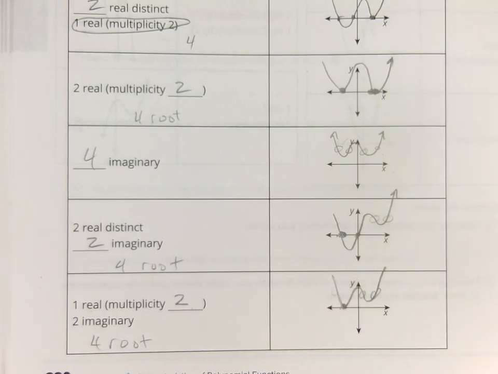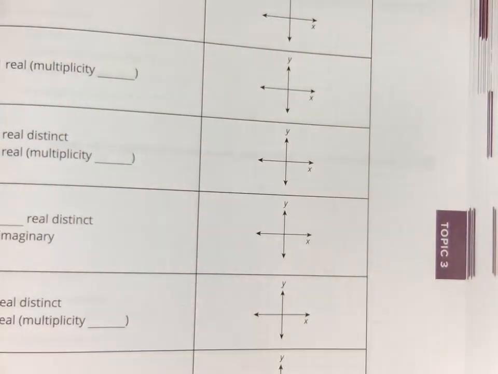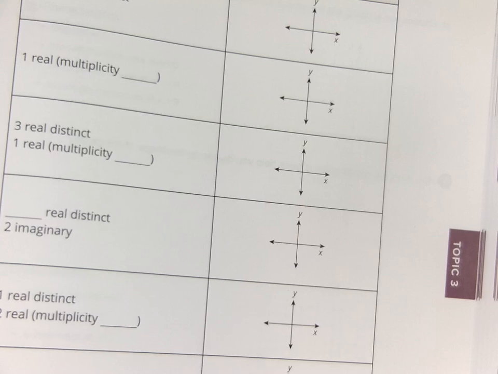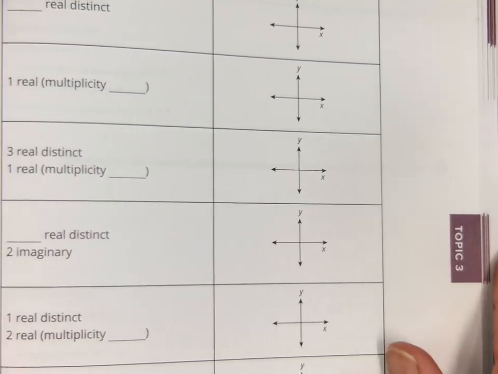Okay? So that's what we had for homework. I had the kids do the other page, but with a quintic. Again, give it a try. If this is confusing to you, I'll go over it again in class.